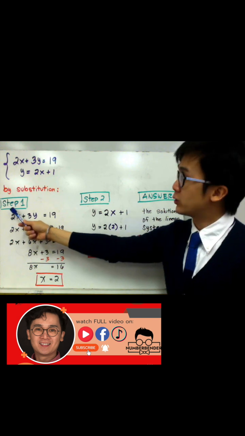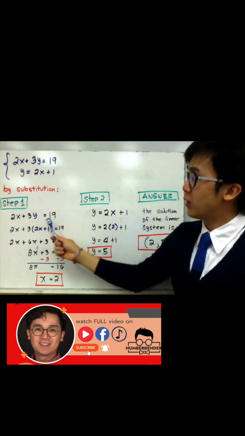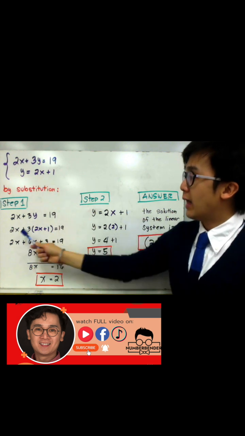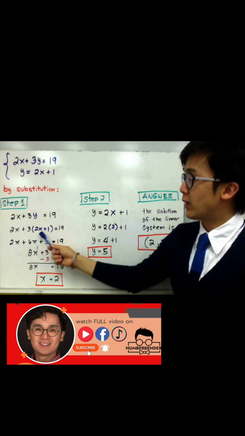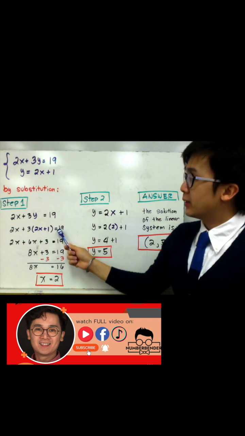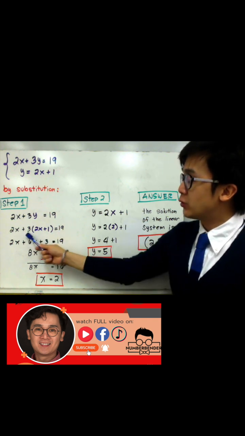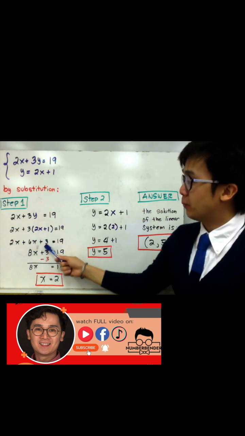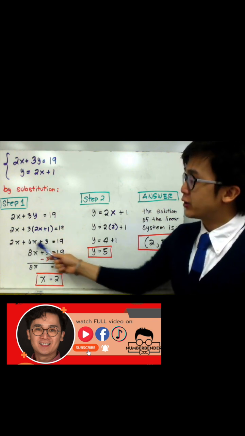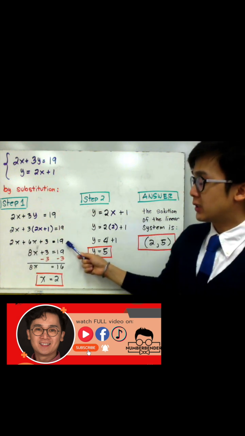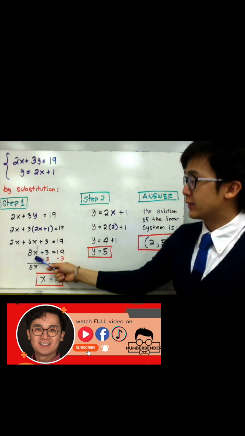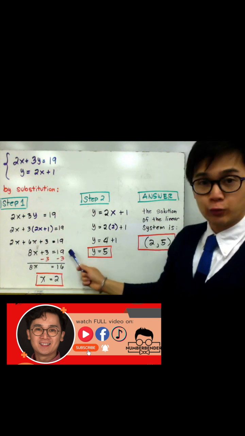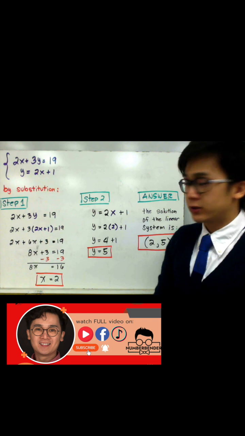That will be our step 1 in the substitution method, choosing 2x + 3y = 19 and replacing y by 2x + 1. We'll have 2x + 3(2x + 1) = 19. Now by distributing 3 to our 2x + 1, we'll have 6x + 3. And by combining like terms, we'll be able to simplify our equation, and 2x + 6x will give us 8x. Bring down 3 and 19, and we'll have this particular equation, which is 8x + 3 = 19.